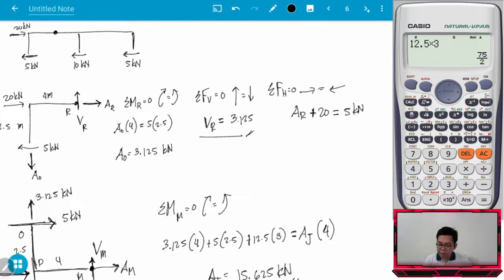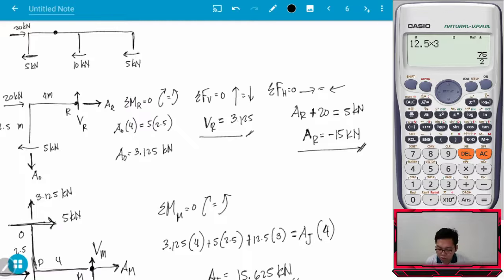Okay? Therefore, guys, AR is actually 5 minus 20 or negative 15 kilonewton. Again, walang problema kung negative. Anong ibig sabihin nun? Mali lang yung assumption mo. Okay? So anyway, nag-assume kasi ako na away from the body or away from R yung AR natin. So I think pwede ko na i-consider yung kabila.